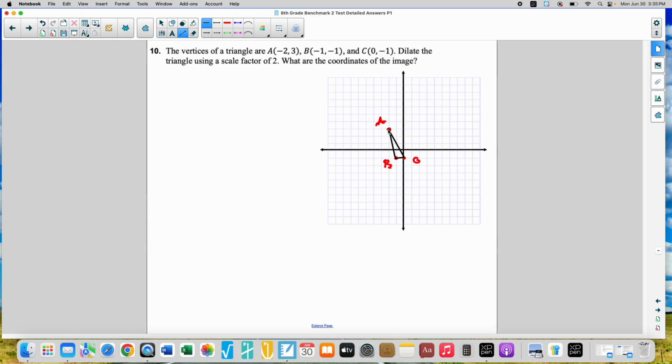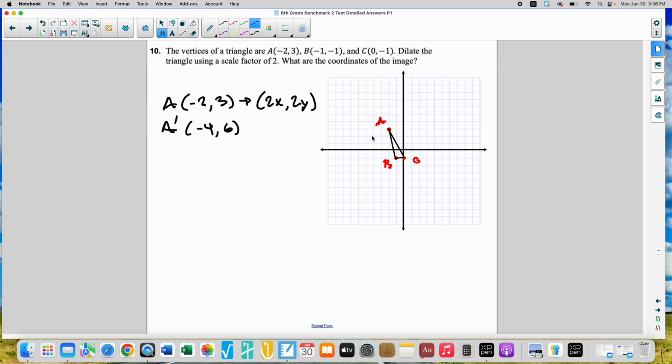Dilate the triangle using a scale factor of 2. A scale factor of 2 means we're going to make it 2 times bigger. So each point, A at -2, 3, is going to get 2x, 2y. So A prime is going to be -4, 6. So let's draw that one: -4, then 1, 2, 3, 4, 5, 6. So this is A prime, -4, 6.